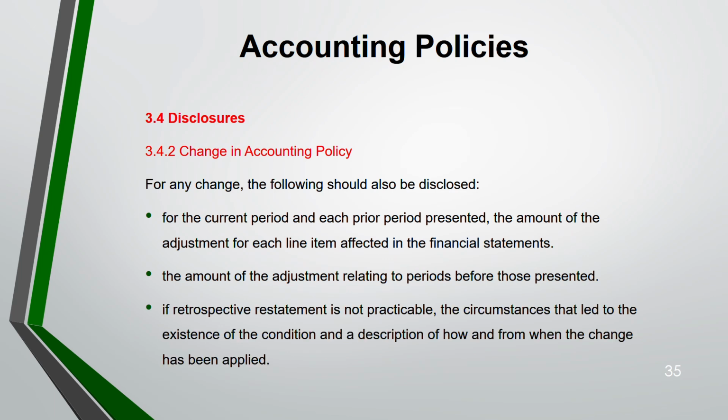If a retrospective restatement is not practicable, that means you can't go back and restate, then the circumstances that led to the existence of the condition and the description of how and from when the change has been applied. Then you have to describe how you have applied the change and from when.